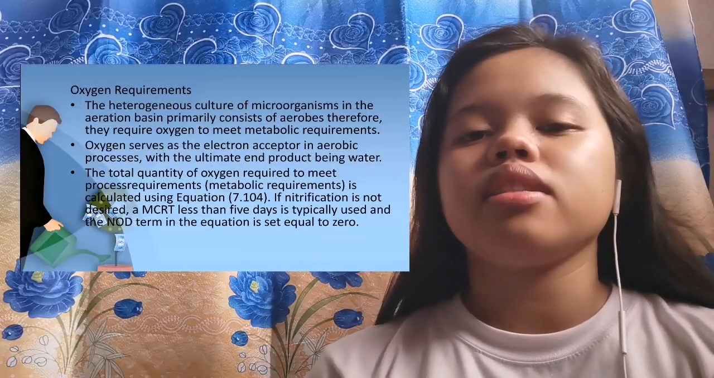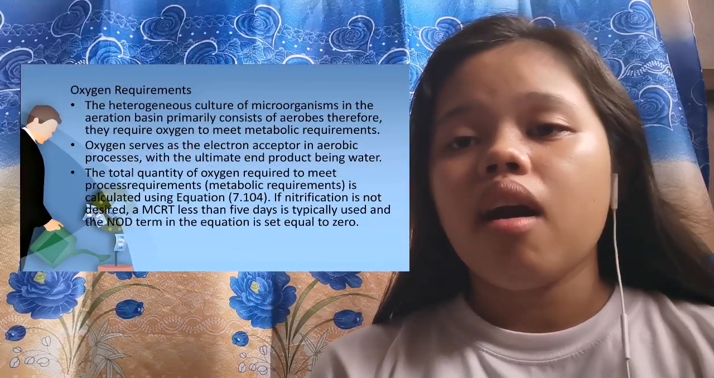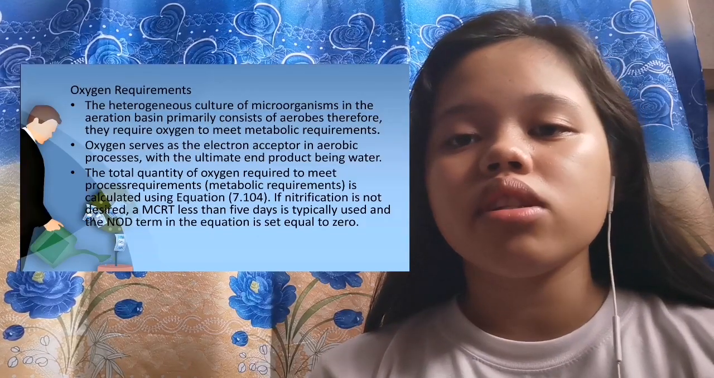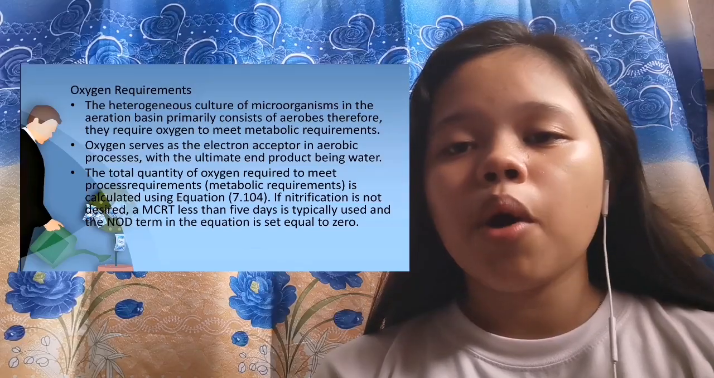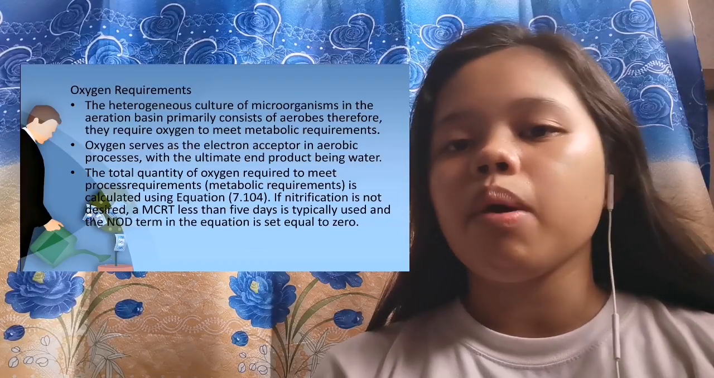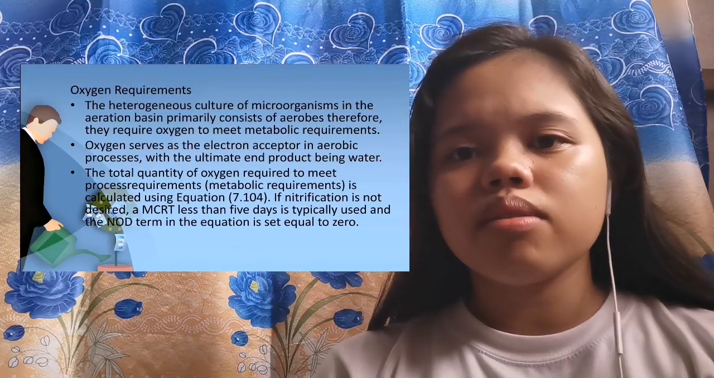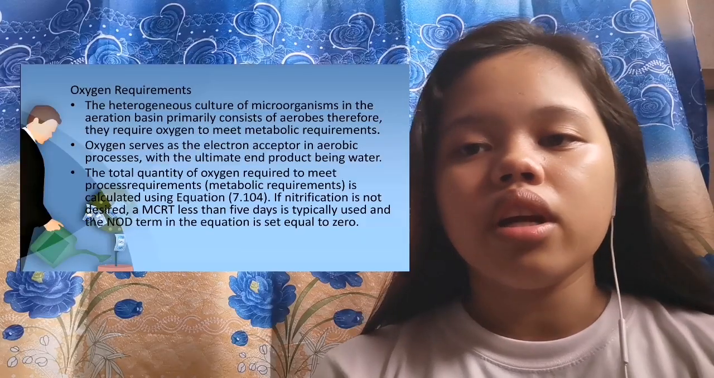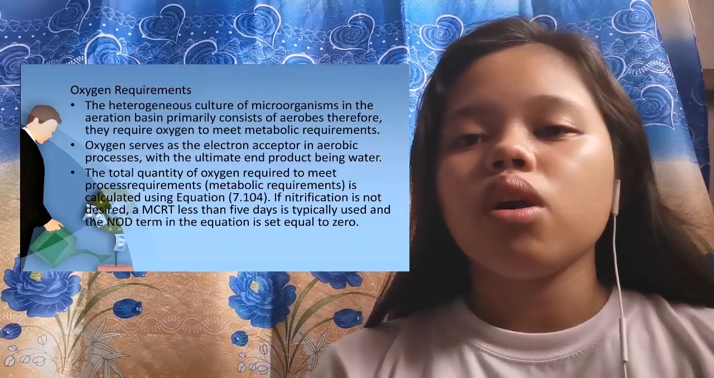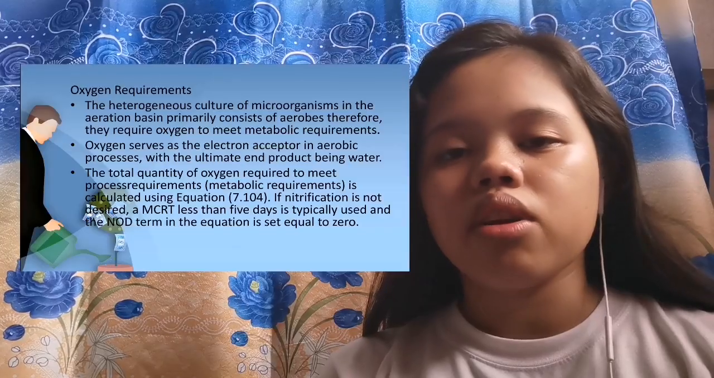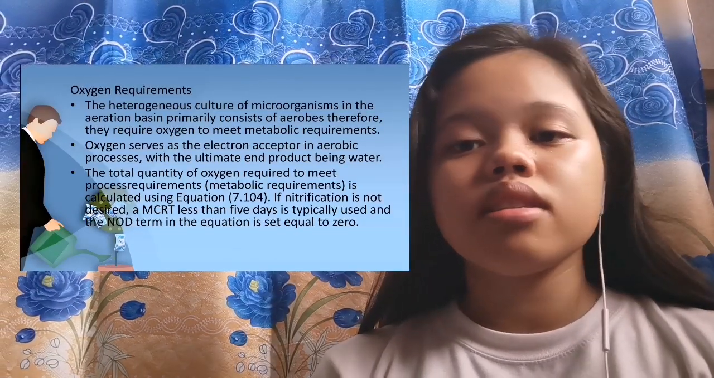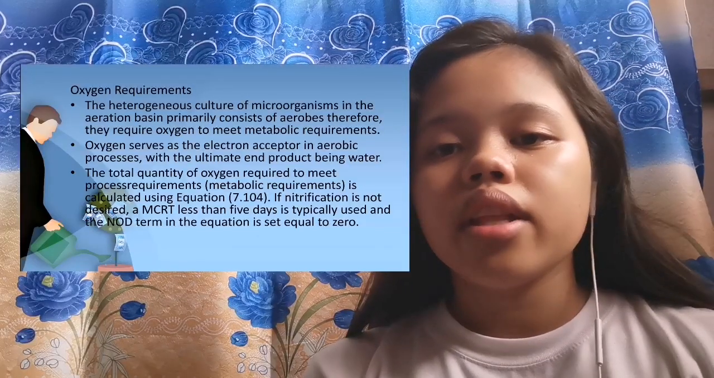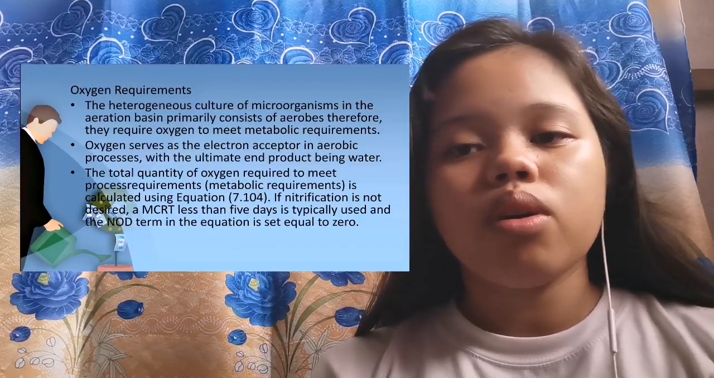Oxygen requirements. The heterogeneous culture of microorganisms in the aeration basin primarily consists of aerobes. Therefore, they require oxygen to meet metabolic requirements. Oxygen serves as the electron acceptor in aerobic processes, with the ultimate end product being water. The total quantity of oxygen required to meet process requirements is calculated using equation 7.104.